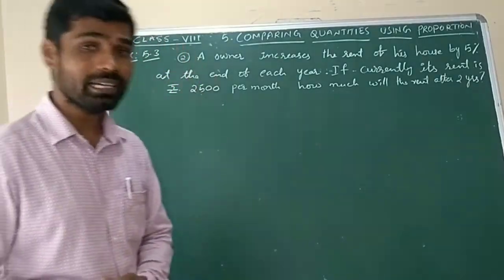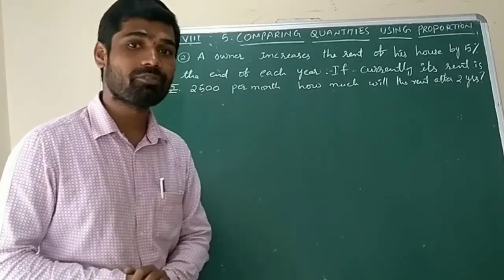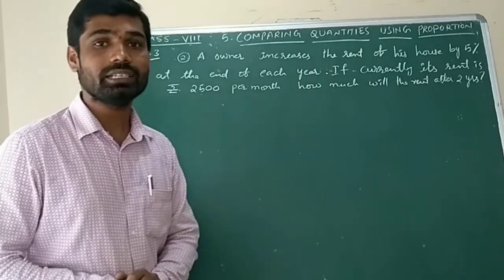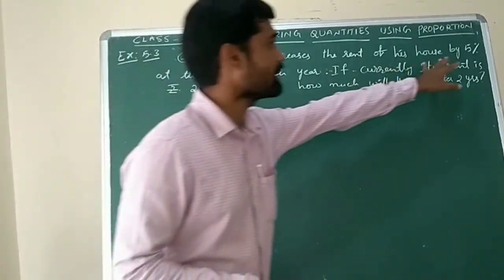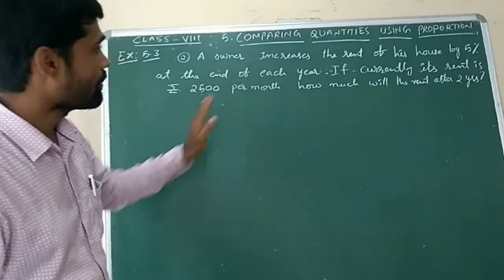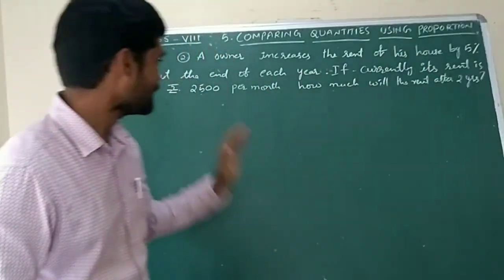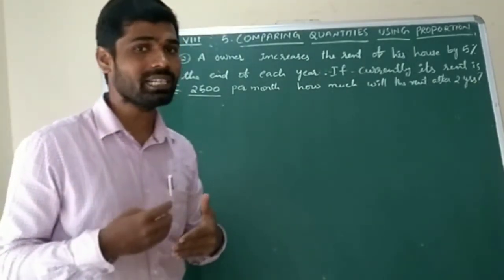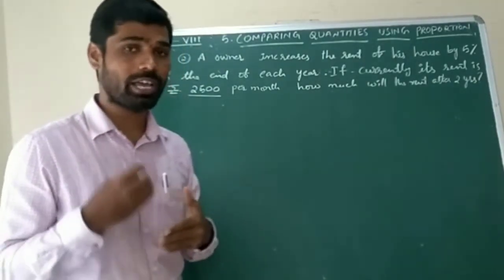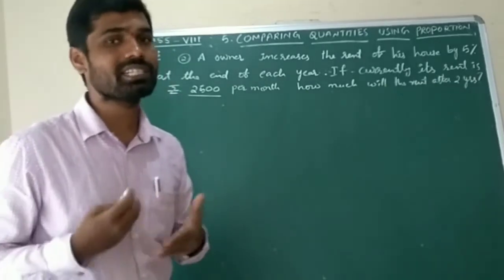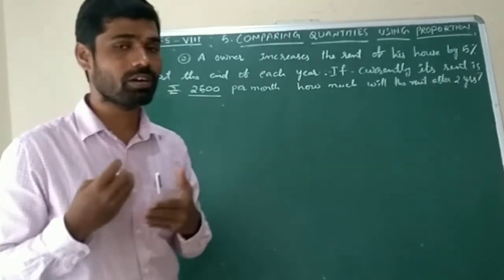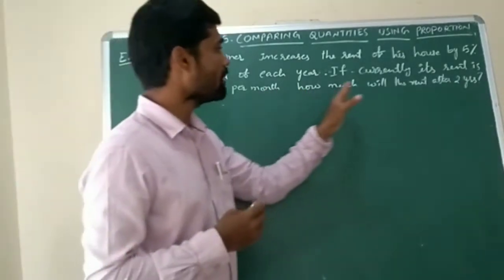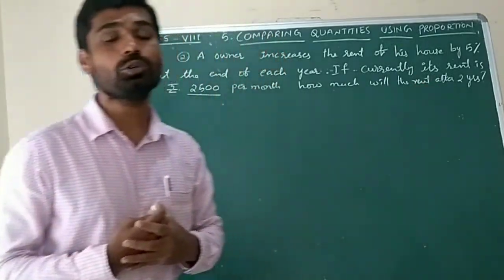A owner increases the rent of his house by 5% at the end of each year, meaning every year he is increasing the rent. So what is the percentage of increase? 5%. Currently the rent per month is how much? 2,500. So every year, at the end of the year, it is increasing by 5%. Here you have to observe the word increase. Then how much will be the rent after 2 years?